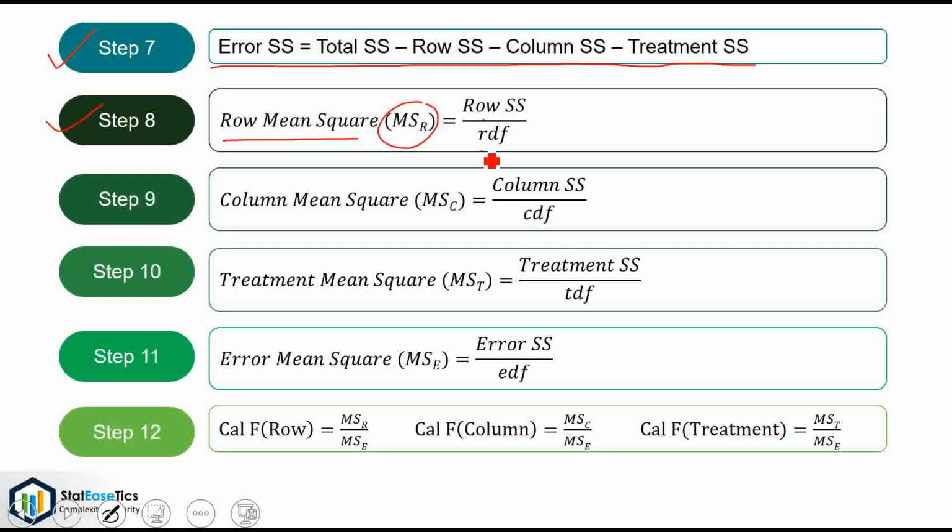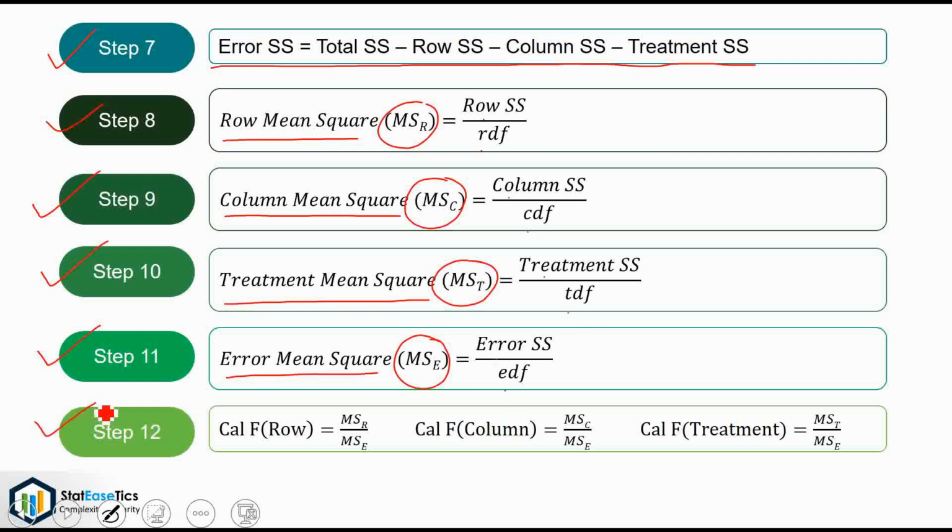to row degree of freedom. Step 9 is calculation of column mean square, that is MSC, which is equal to ratio of column SS to column degree of freedom. Step 10 is calculation of treatment mean square, that is MST, which is the ratio of treatment SS to treatment degree of freedom. Step 11 is calculation of error mean square, that is MSE, which is equal to the ratio of error SS to error degree of freedom.